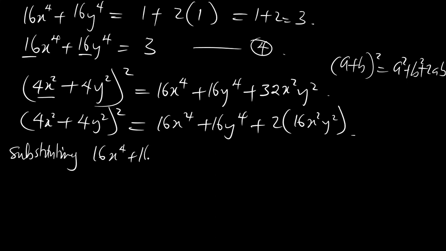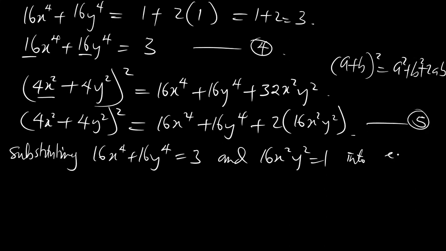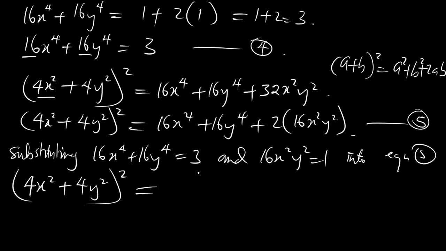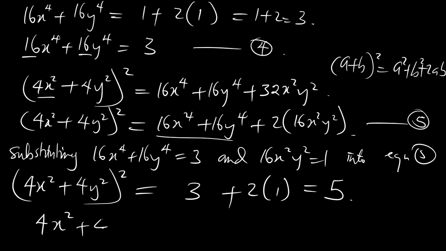Now substituting 16x raised to power 4 plus 16y raised to power 4 equal to 3 and 16x squared y squared equal to 1 here, into equation 5, you now have (4x squared plus 4y squared) all squared equal to 3 plus 2 times 1, so you have 5. So that means (4x squared plus 4y squared) all squared is equal to 5.